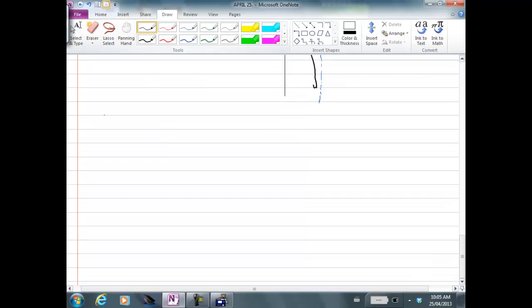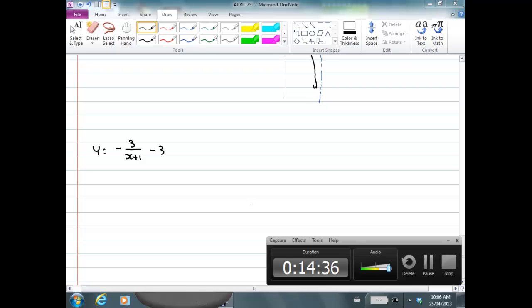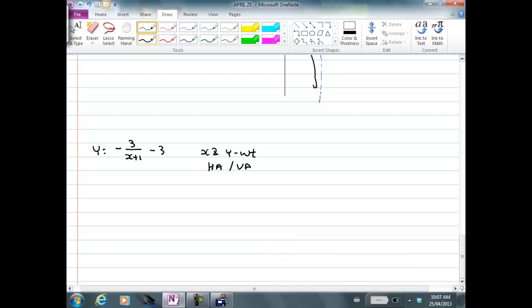Y equals negative 3 over x plus 1 minus 3. I want you to graph it. Show all work when you graph. I'm going to pause it. So what I'm looking for is x and y intercept. What I'm looking for is your HAs and your VAs. I see a bunch of weird things happen in here.